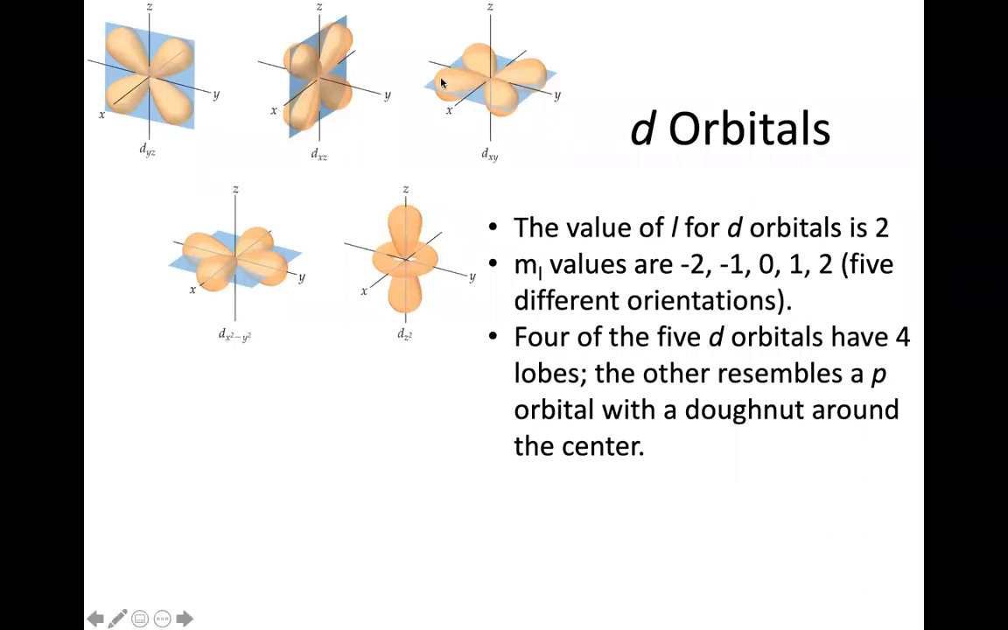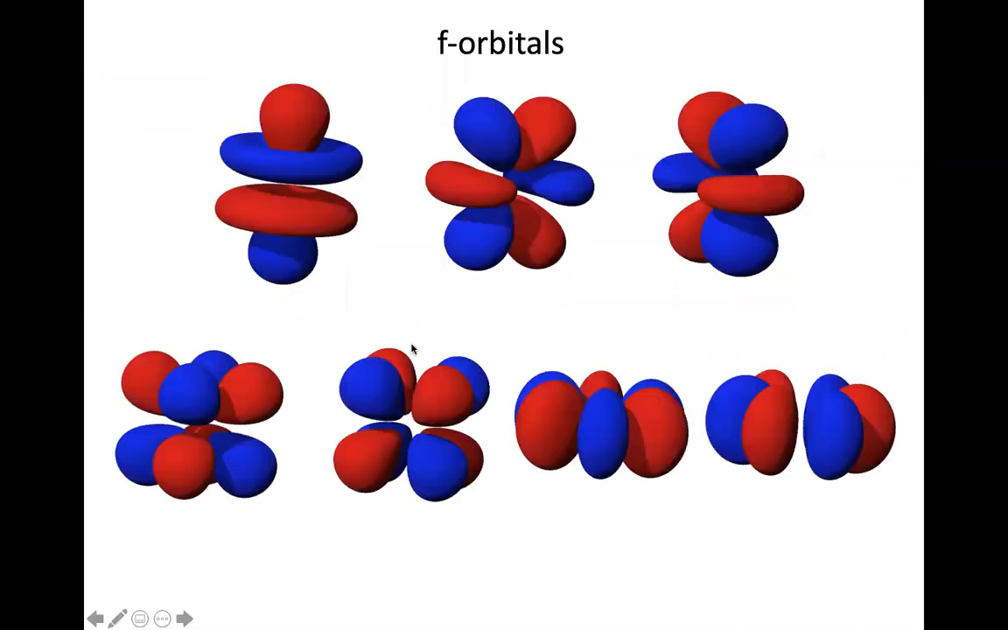Four of them are really very similar. They're just aligned along different aspects of the X, Y, or Z axis. And then there's this last one, which is sort of goofy, which looks a little bit more like a p orbital with this dumbbell around it, this donut around it. The d orbitals, we use those many times when we're looking in 1220 at aspects of different metals.